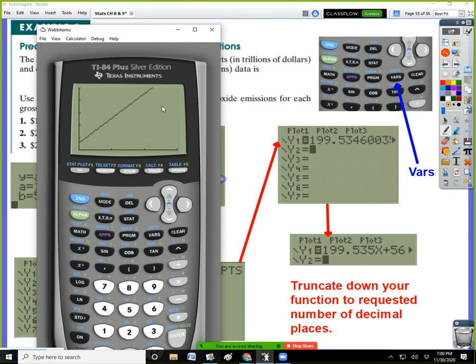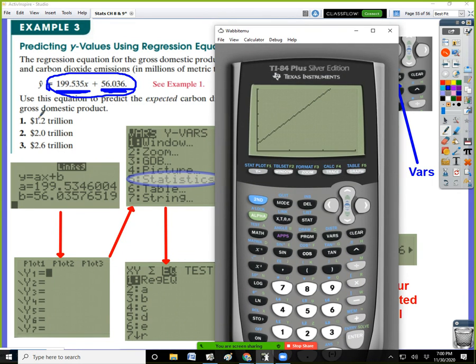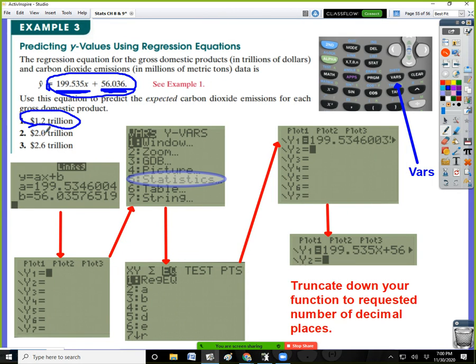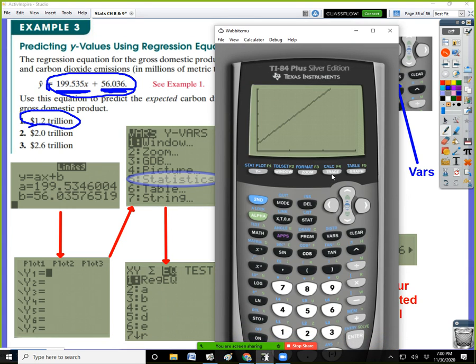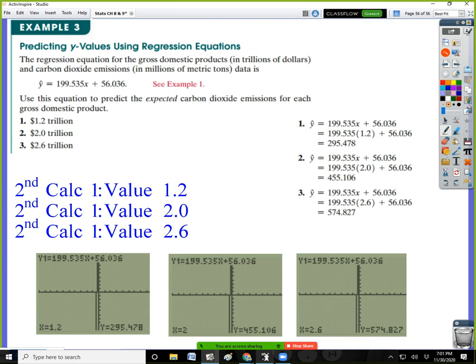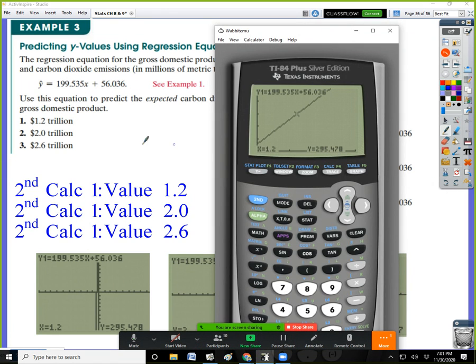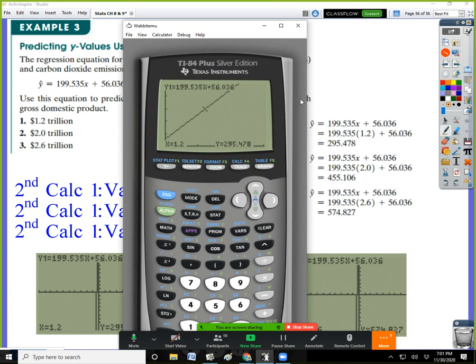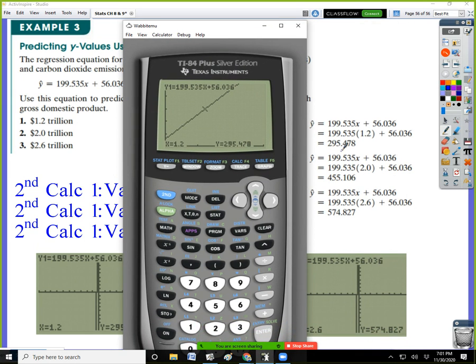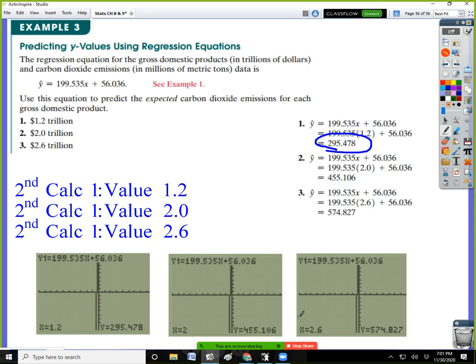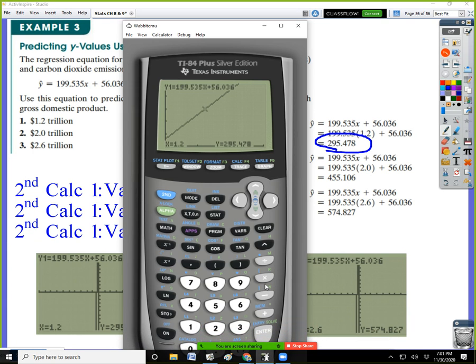So truncate it down to the number of decimal places. Now, we want the value at 1.2. If you look above the trace, there's a thing called calculate. So I want to calculate the value, number 1, at 1.2. And I get 295.478. The book says 295.478. Right there matches my calculator.